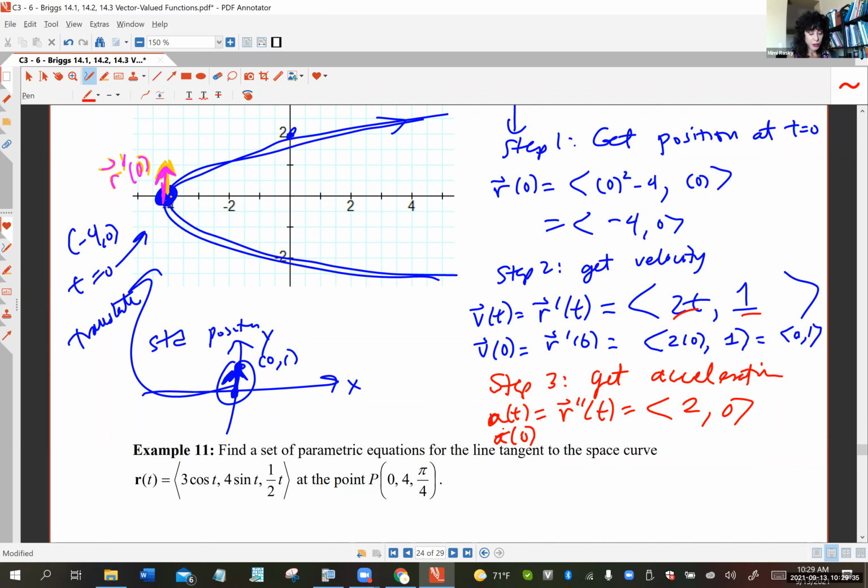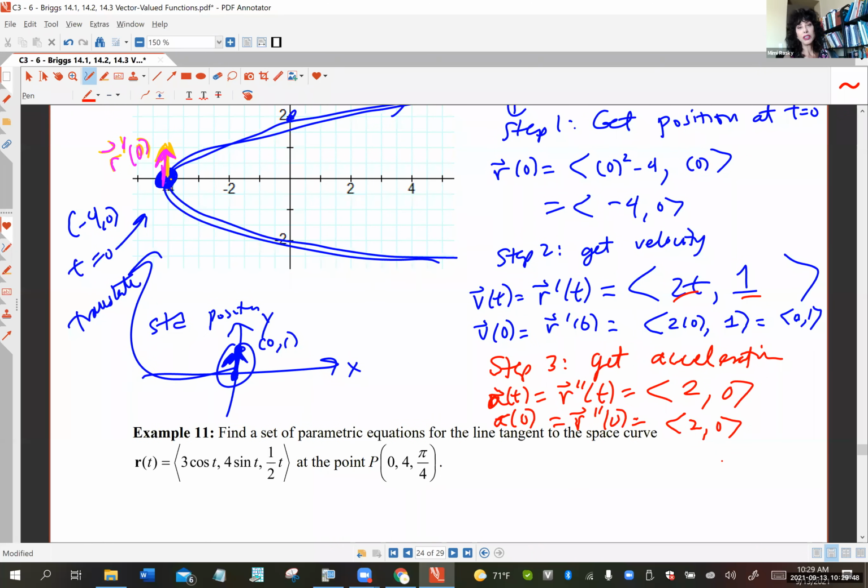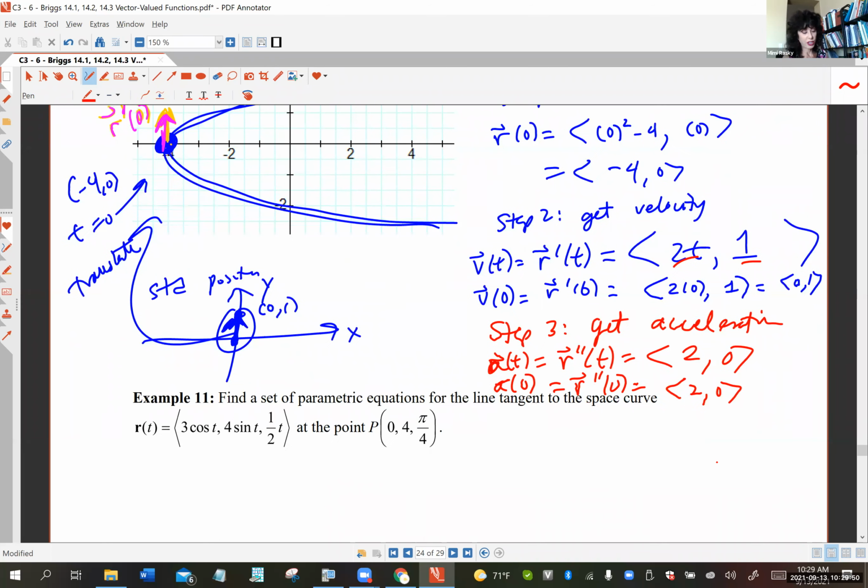So if you plug in 0 seconds, you're still going to get 2, 0 because there's nowhere to substitute. So what would the vector 2, 0 look like in standard position, where it's coming out of the origin? Well, you'd locate the point 2, 0 here on the x-axis, and then you would draw a vector starting at the origin over there.